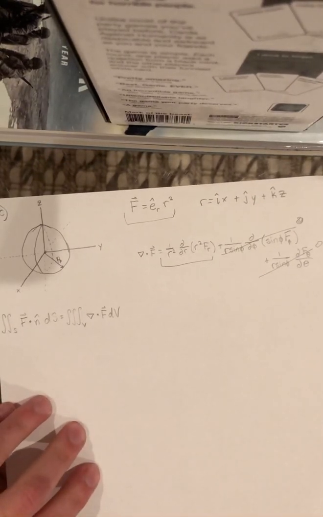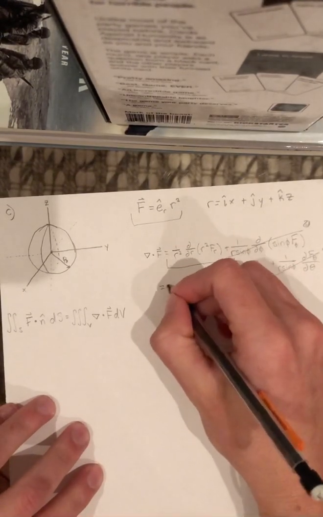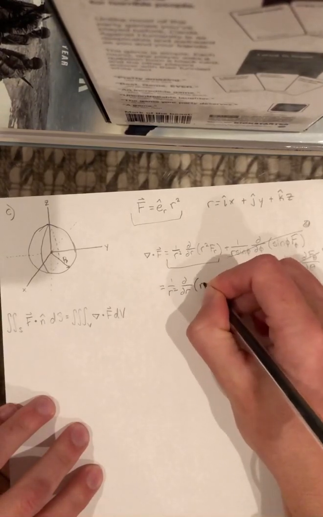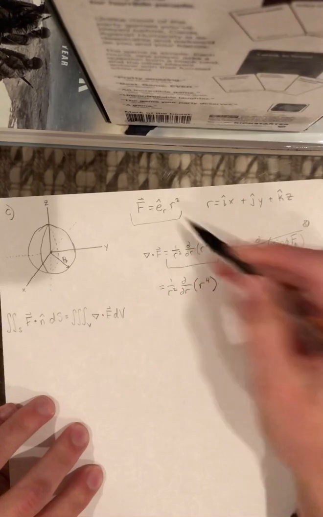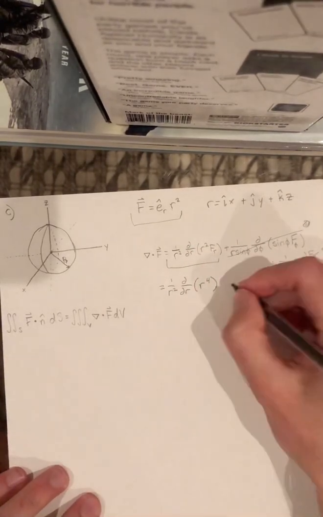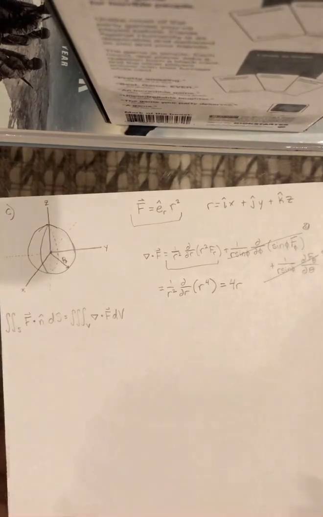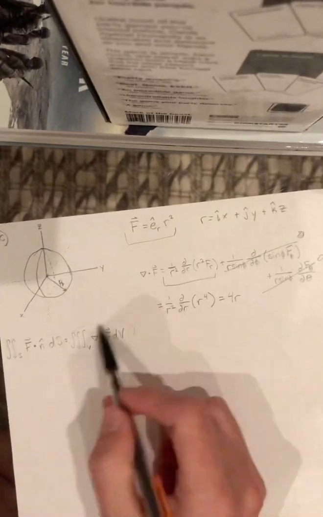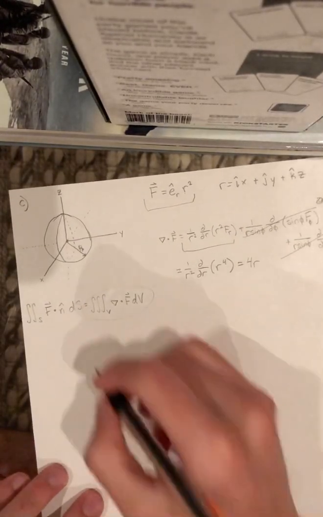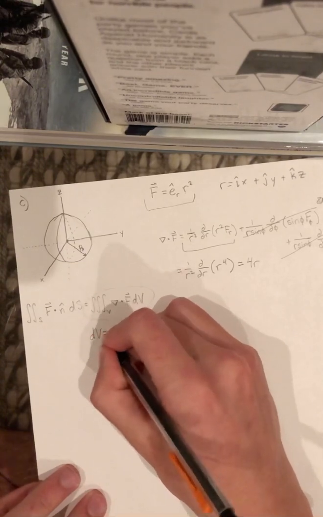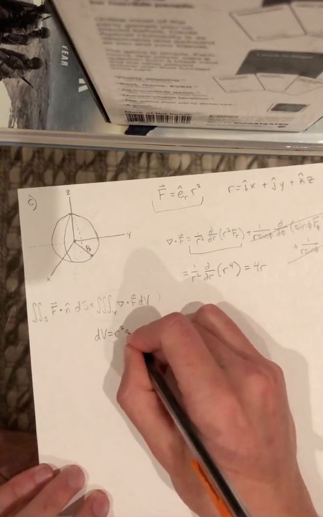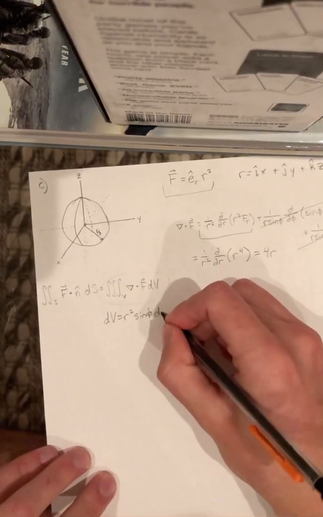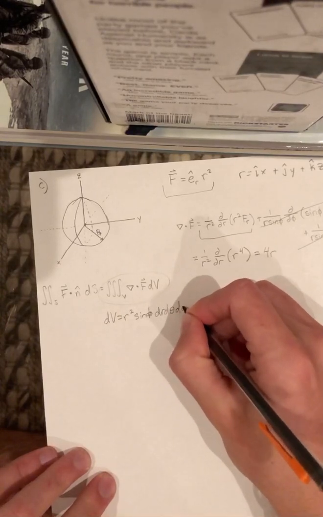So if we plug it in, we will find that this is going to equal 1 over r squared d dr of r to the 4th, r squared times r squared. And this will simplify to 4r. Next up, we're solving this triple integral volume. Again, we have to be careful of dv equals r squared sine phi dr d theta d phi.